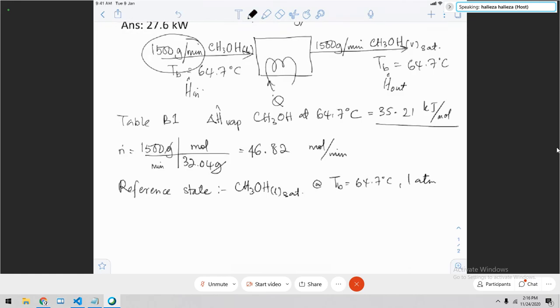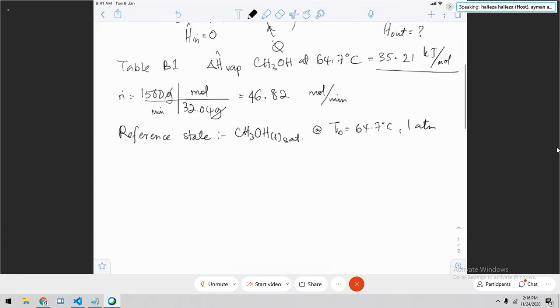So this becomes 0. Now the question is, what is this outlet value? How to get that? We do the energy balance equation. It's an open system. Tell me how to do this because I want you guys to interact with me. Of course, delta H plus kinetic energy plus potential energy equal to Q plus W shaft.